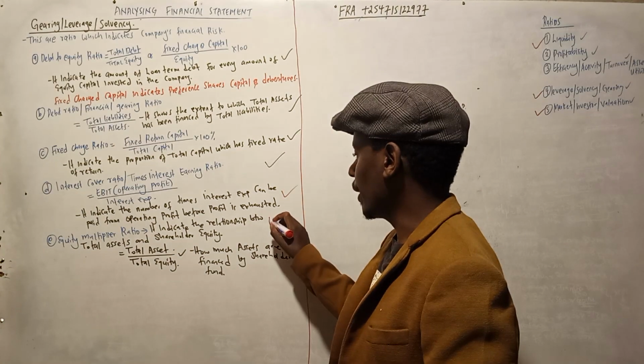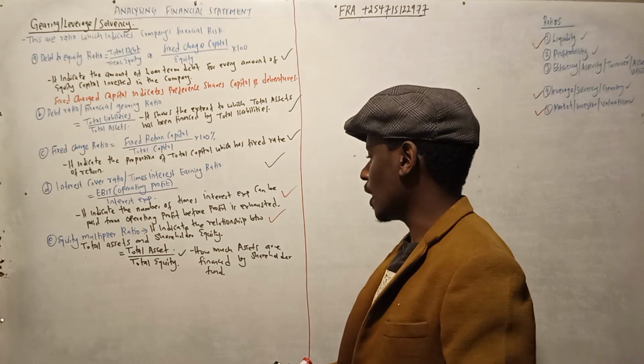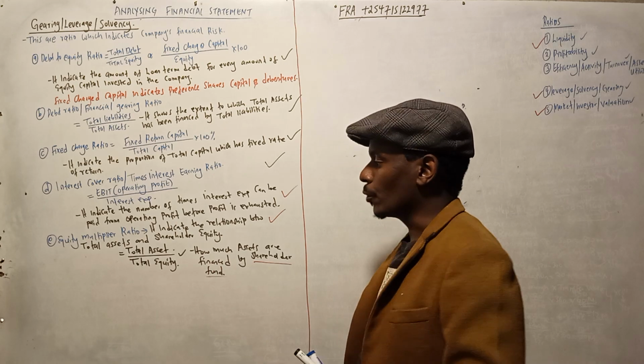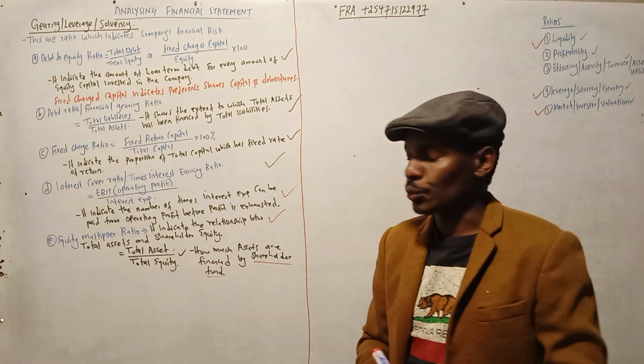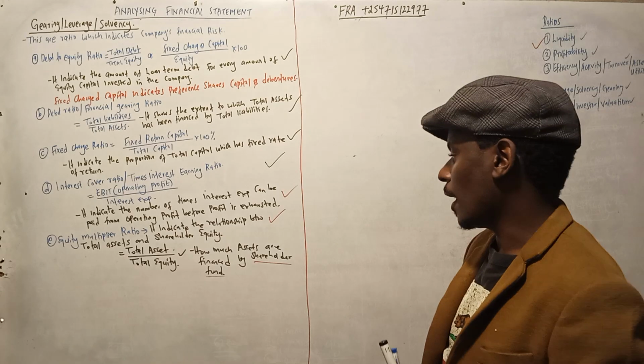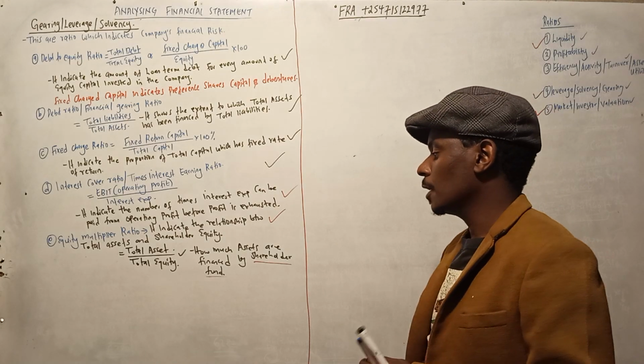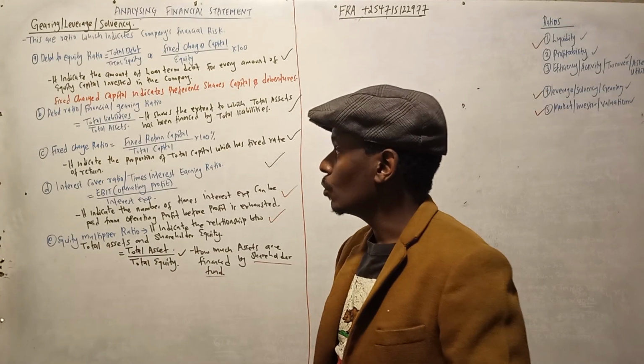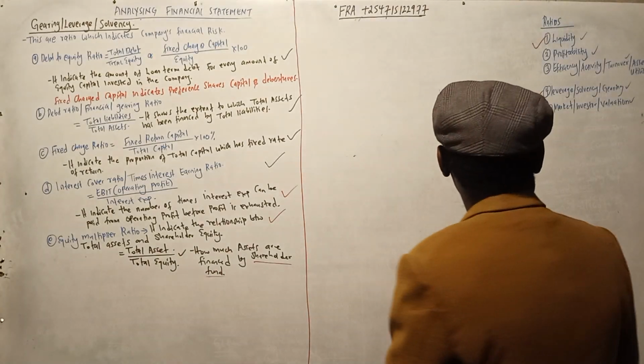Then you have the equity multiplier. So it shows how much assets are being financed by the shareholders' fund. So when we talk about the equity multiplier ratio, this is a ratio which shows how much assets are being financed by the shareholders' fund, and is equal to total assets over total equity. That is all about the gearing ratio.